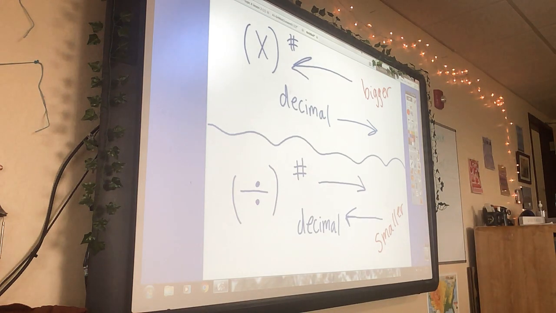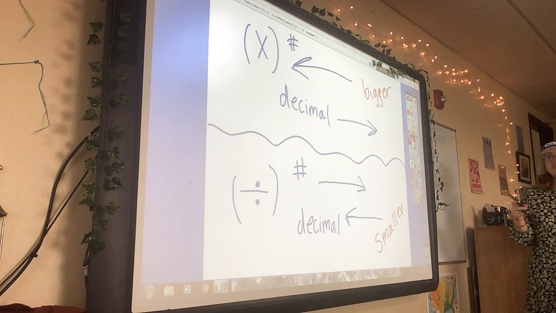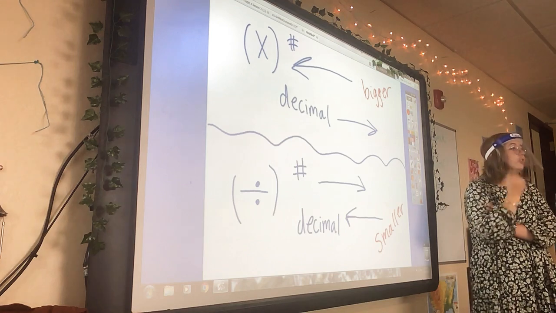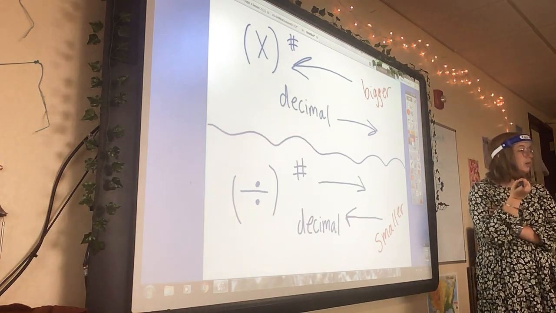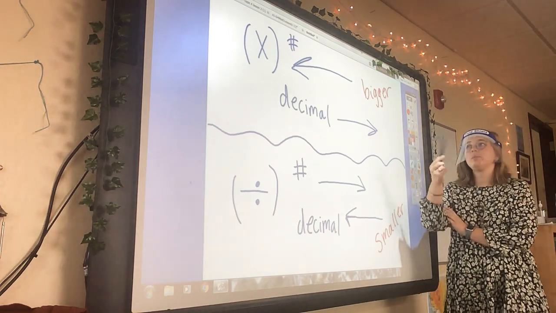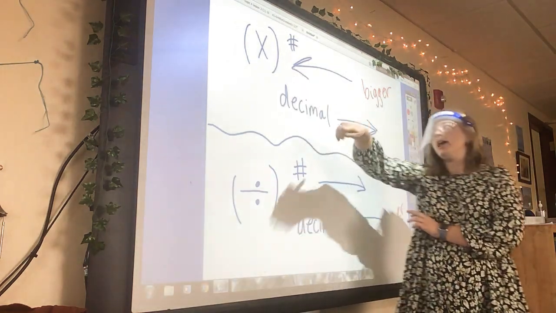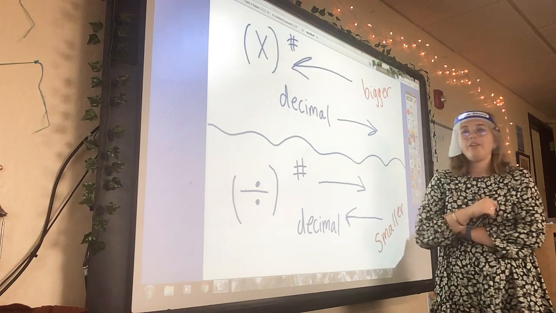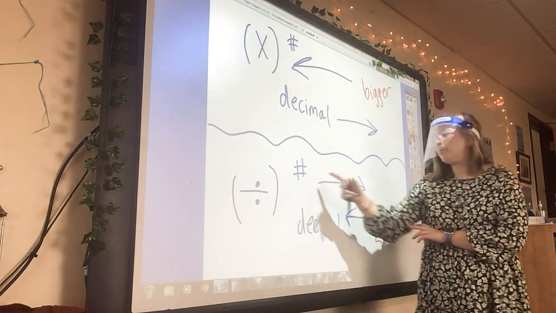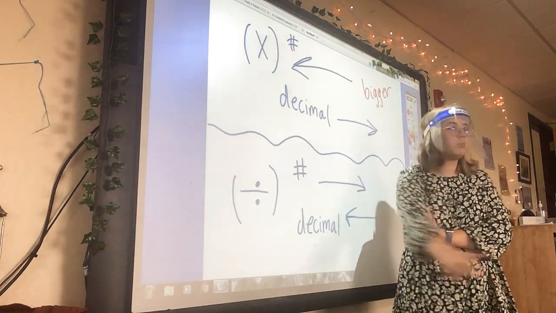Your notes are for you, however you're going to use them. But I definitely want you to have this in there because this is your cheat sheet for the homework. If you see multiplication, your number's going to move left on the place value chart and your decimal's going to move right. If you're dividing, your number's going to move right and your decimal's going to move left.